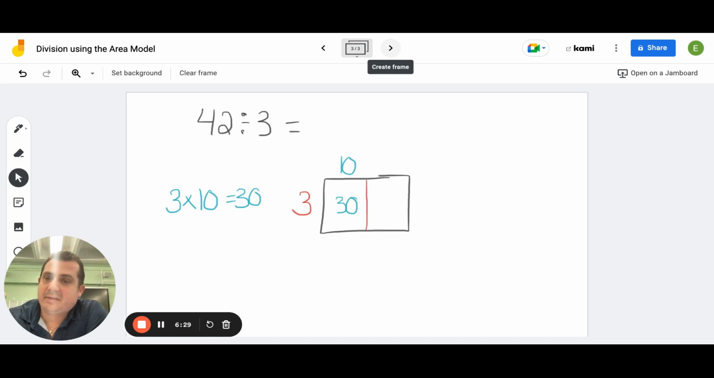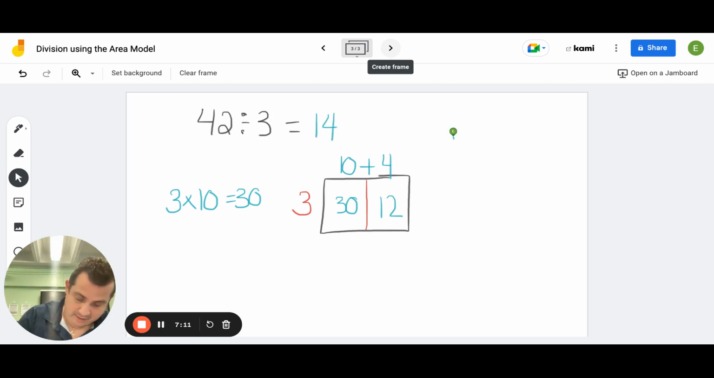And then what's left? I need to get to 42. So if I have 30 and I need to get to 42, 30 and 10 more is 40, and 2 more is 42. So 10 and 2, so that's 12. Is 30 plus 12 42? It is. And now I say, can 3 go into 12? Well, that's much, much easier for me. 3, 6, 9, 12. So that's 4 times. And there's my 10 and 4 up top in my quotient. And 10 plus 4 is 14.